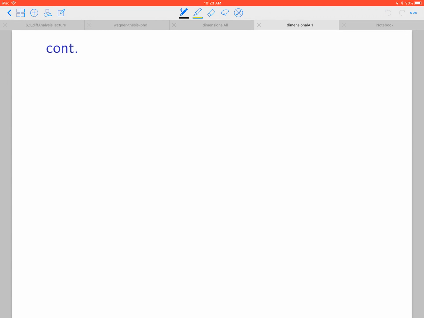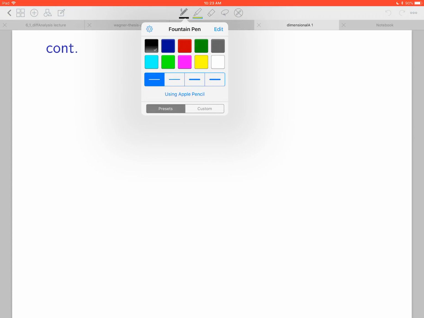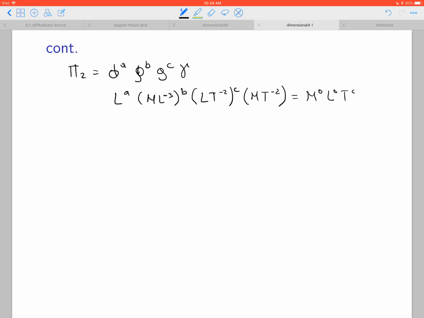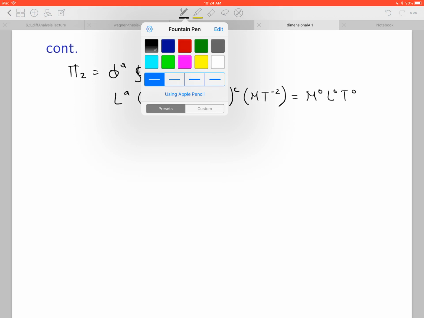Okay, let's do it now for the second one. For the second one, remember we have pi 2 equal to d to the a, rho to the b, g to the c, gamma. These are going to be new a, b, and c variables. In terms of dimensions, we have L to the a, M L to the minus 3 to the power of b, g, which is acceleration, L t to the negative 2 to the c, and gamma, which is M t to the negative 2, equal to M0, L0, and t0. So we have our three equations.